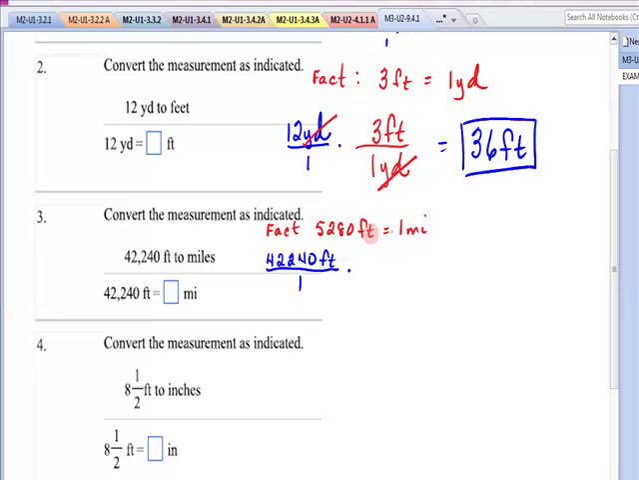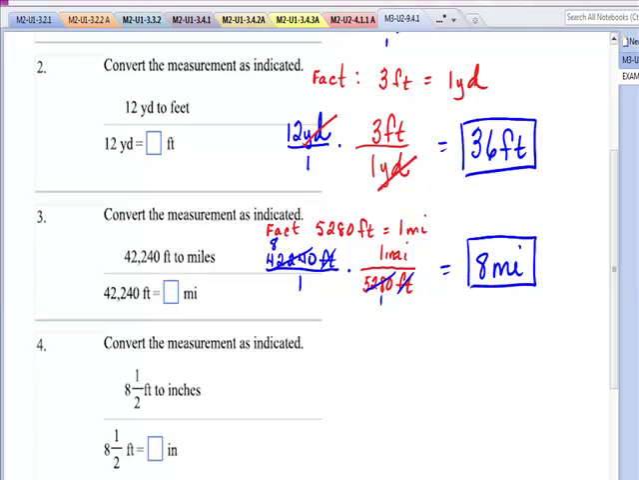When I change this fact into a fraction equal to 1, what goes on top, what goes on bottom? Well, I need feet to cancel out, so I need 5280 feet on bottom. That leaves 1 mile on top, and the feet cancel, and I can check 42,240 divided by 5280 just to see if it goes in there evenly. And it does. It goes in there once, goes in there 8 times, and I am left with 8 miles.